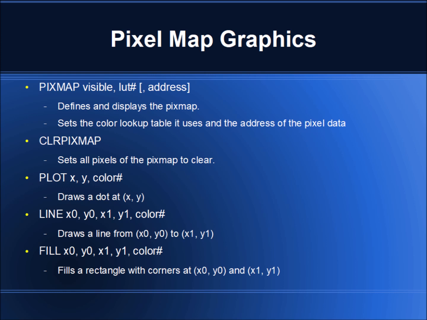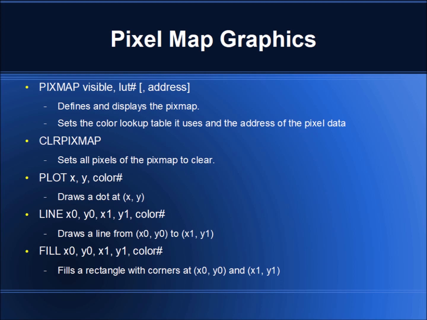and the way we can define this is with this first command here, pixmap. This lets us control whether or not it's visible, and visible is again either 0 or some other numeric value. If it's 0, the pixmap is not visible. If it's 1, it is visible. This does not turn on and off the bitmap engine. This is simply controlling the visibility of the pixmap. So if you need to turn it off briefly for some purpose and then bring it back, that's how you can do it. The other required parameter here is a color lookup table number.